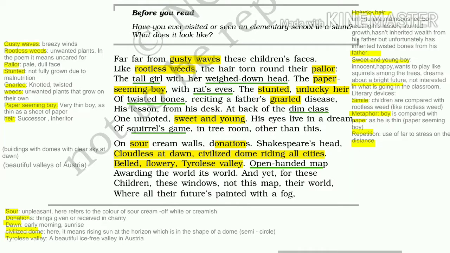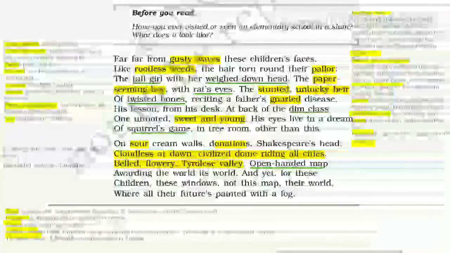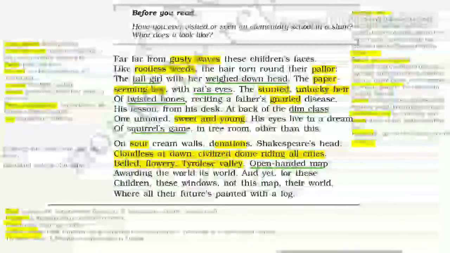He says that they are like rootless weed, meaning they are malnourished and unwanted by the society. You know what is rootless weed? Rootless weeds are the unwanted plants, but here in the poem it means uncared for, meaning these children are not taken care of, not looked after. The poet has called them rootless weeds. Just as a rootless plant won't get enough nutrition to survive, in the same way the children are malnourished. They don't get sufficient to eat and roam about here and there aimlessly. So just as weeds are unwanted plants, these children are treated like outcasts. They are not considered part of the society.